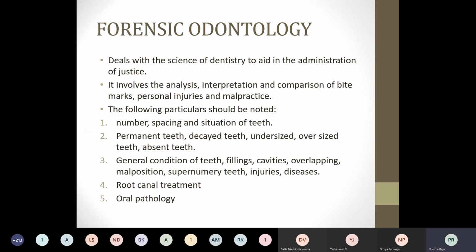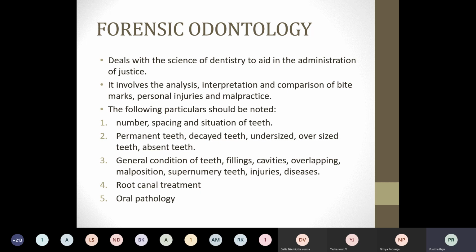So the next most important one is forensic odontology. Whatever you study with respect to the teeth is called forensic odontology. It deals with the science of dentistry to aid in the administration of justice. So we mainly examine the teeth, and that will indirectly help in finding out the crime, or it helps in identification. It involves the analysis, interpretation and comparison of bite marks, personal injuries and malpractice.